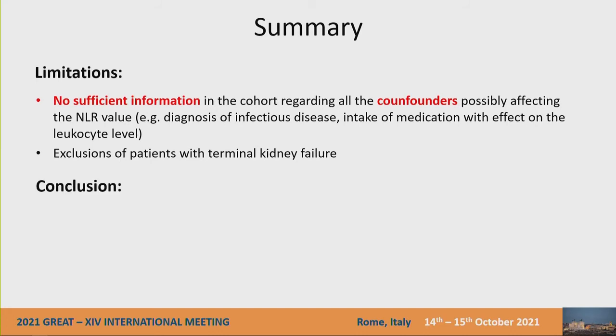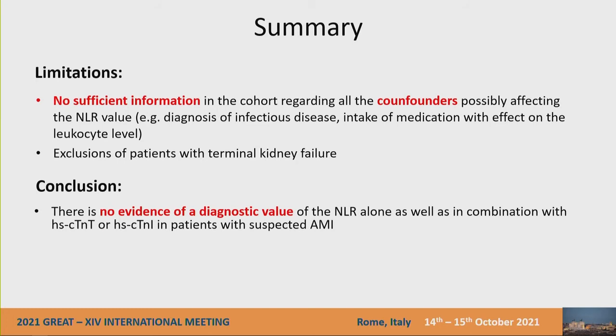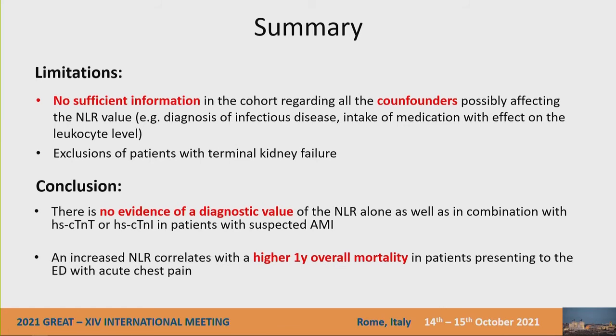And what we can conclude is that there is no evidence of an incremental value in the diagnosis of acute myocardial infarction when we take the neutrophil lymphocyte ratio alone and when we combine it with high-sensitive cardiac troponin T or high-sensitive cardiac troponin I. And we can also say that an increased neutrophil lymphocyte ratio correlates with a higher 1-year overall mortality in patients presenting to the emergency department with acute chest pain. Thank you for your attention.